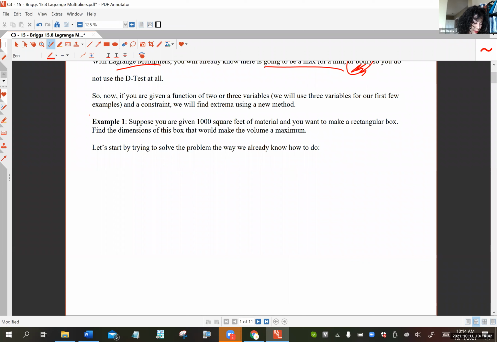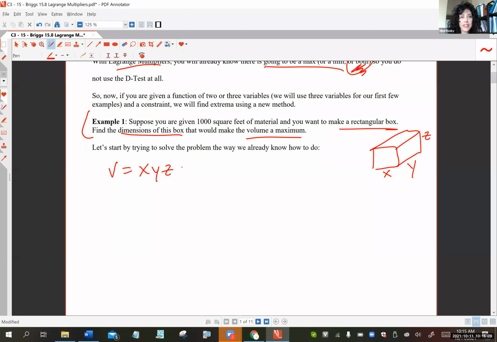So here's the problem. It's a word problem, of course. Let's say you're given 1,000 square feet of material and you want to make a rectangular box. Find the dimensions of this box that would make your volume a maximum. So you've got this box here, and you've got a width, a length, and a height, x, y, and z. And you know that your volume is equal to x times y times z, the width times the length times the height. But you do have a constraint here.